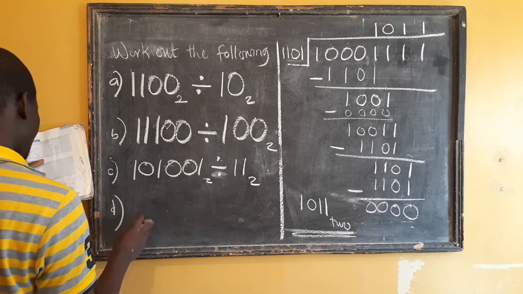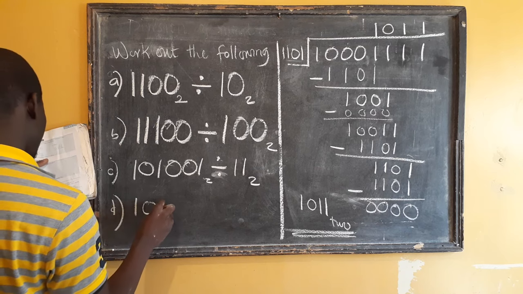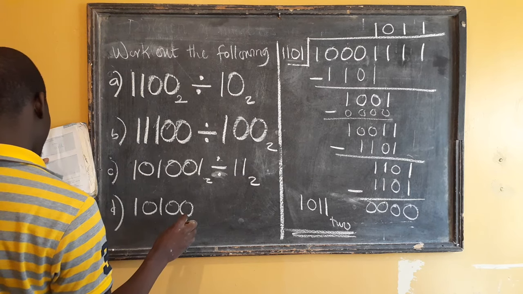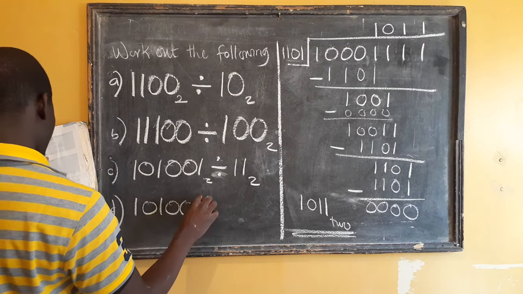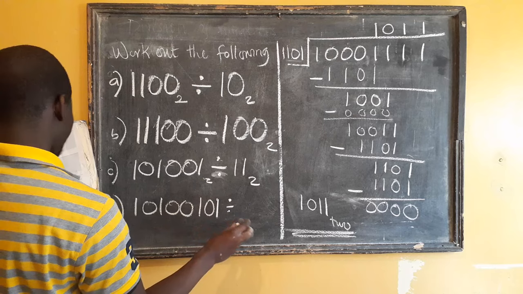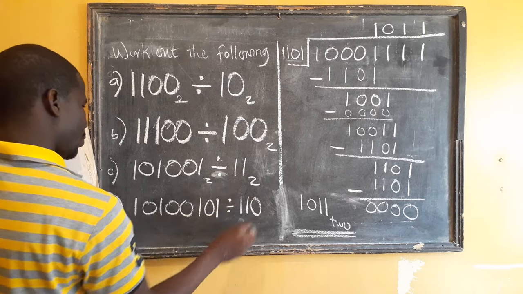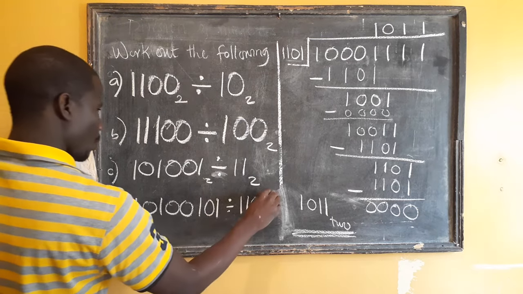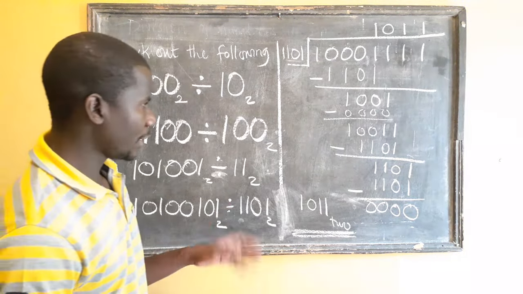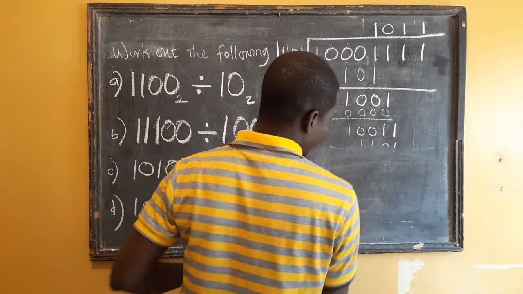Let me give you 4. So here you have 1, 0, 1, 0, 0, 101 divided by 1101. Okay, these are in base 2. So let us make sure that we follow these lessons.